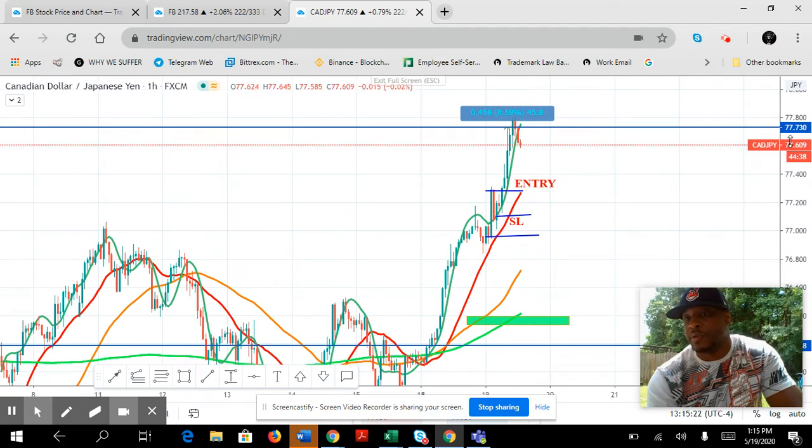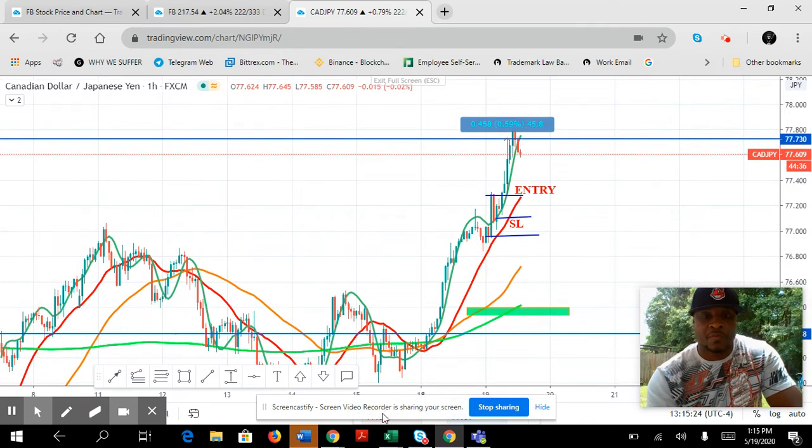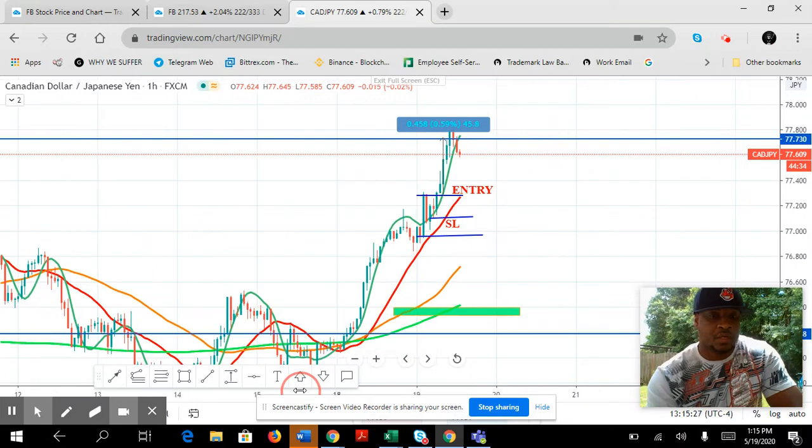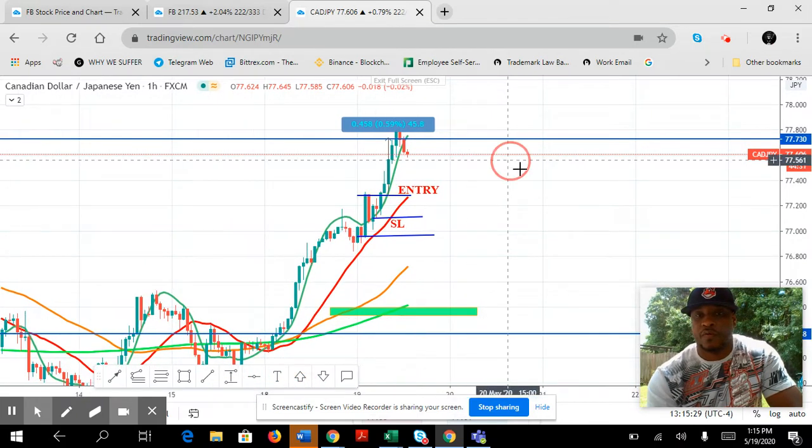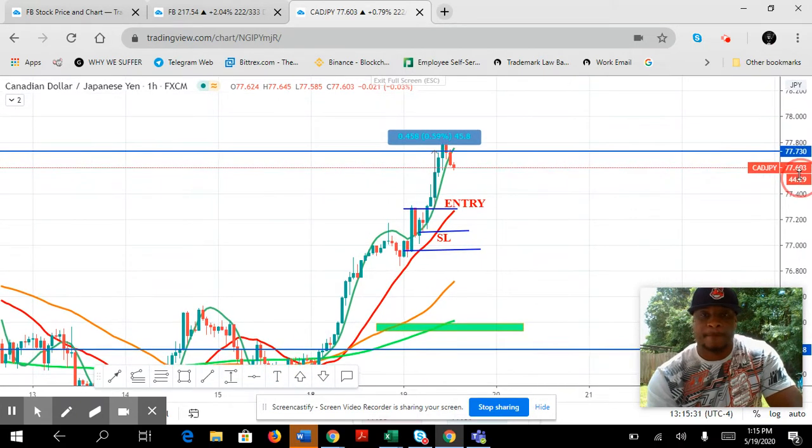So that was 45 pips. Normally I play around with standard lot sizes. That would have been a $450 day. All right.